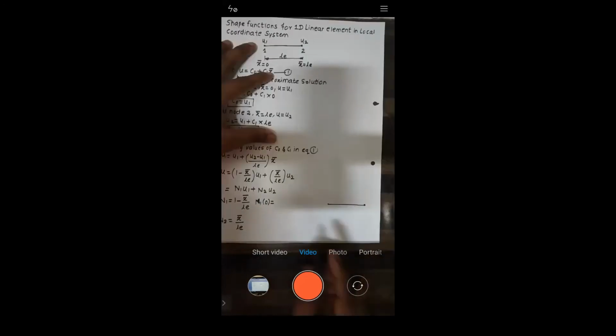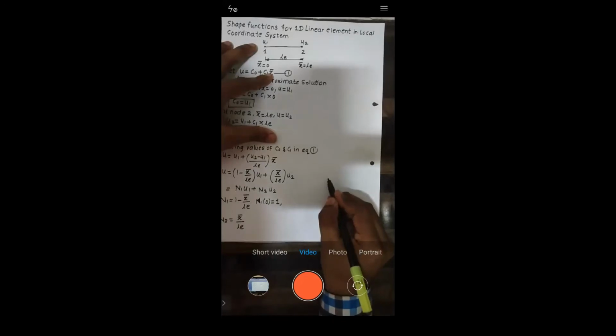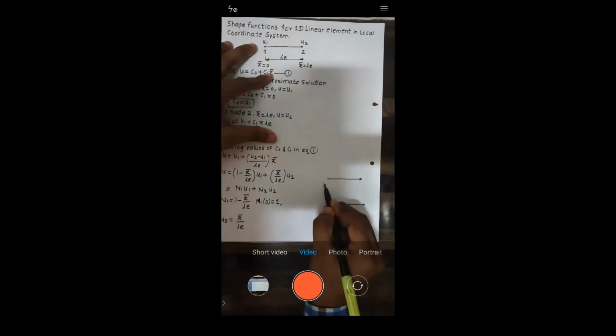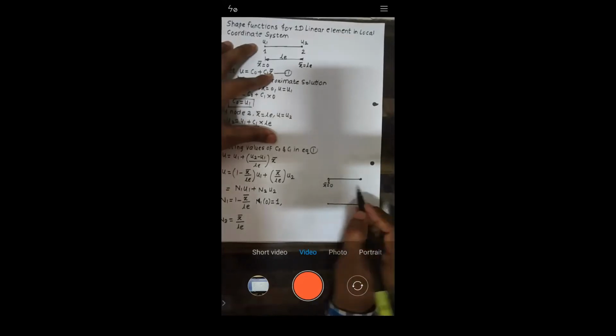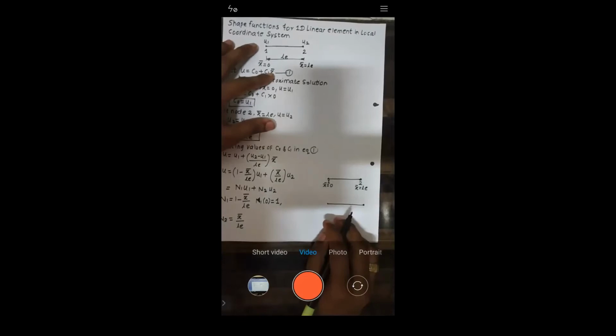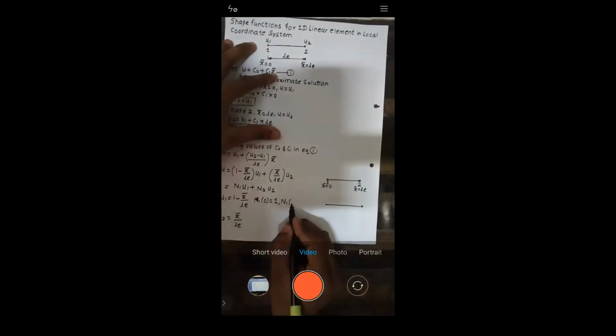Now see, all of you, why I'm asking you to do this. X bar is 0, what does that mean? That means node number 1. X bar is 0 is equal to node number 1. And what is node 2? It is x bar is equal to LE. Now in N1, you put x bar is equal to LE. Now tell me the value in this equation.